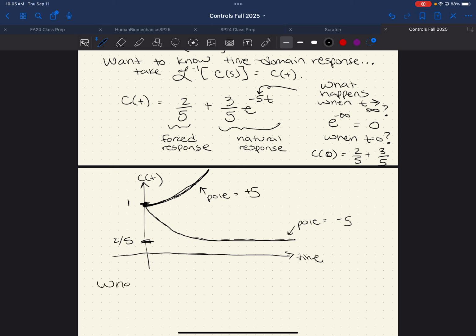Okay. Oh, sorry. What would happen if our pole was positive 5 or negative 5.